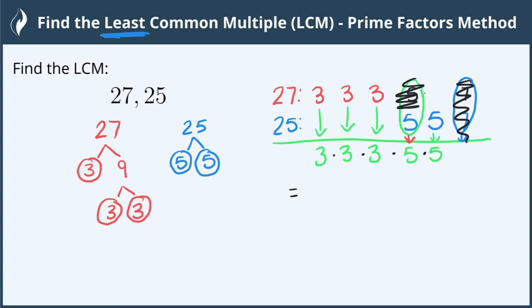27 times 25 is 675. So our least common multiple, or the LCM, is 675. And now we're all done.